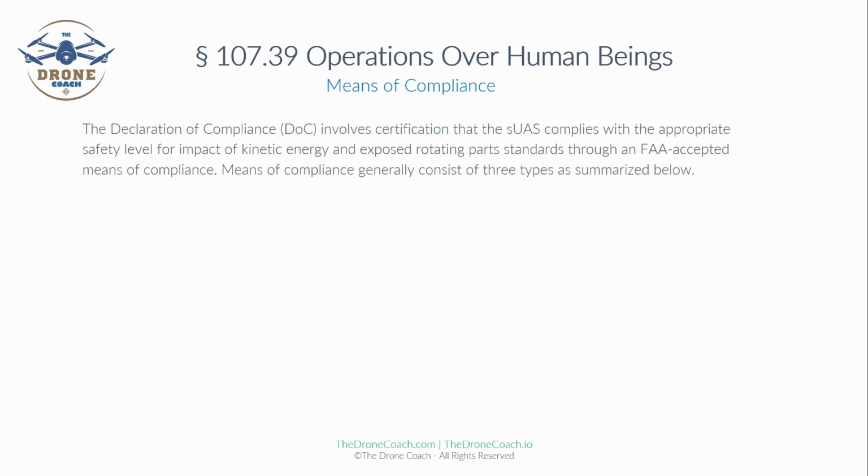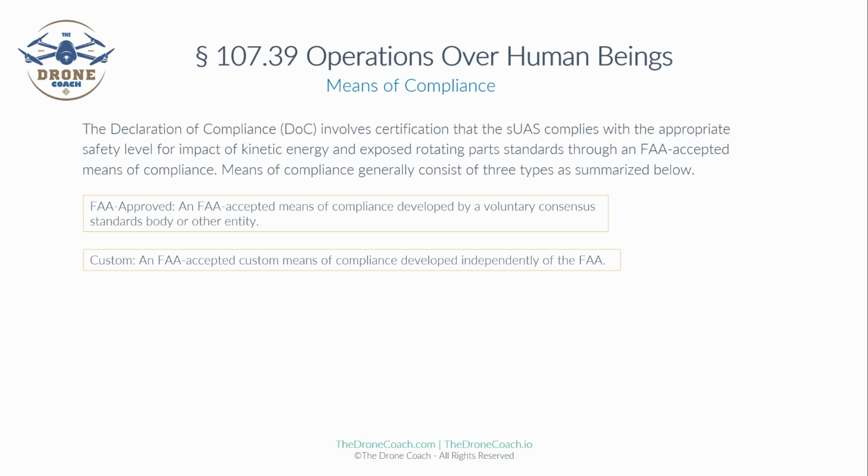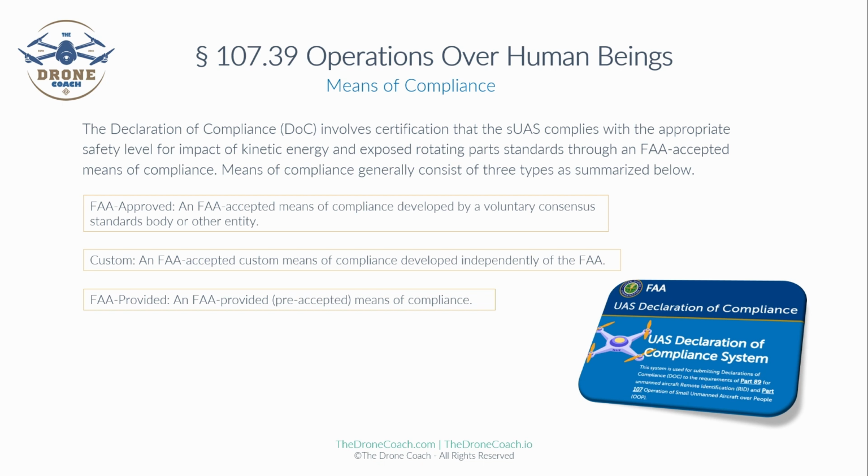Now, the Declaration of Compliance involves certification that the SUAS complies with the appropriate safety level for impact of kinetic energy and exposed rotating parts standards through the FAA accepted means of compliance. Now, the means of compliance generally consists of three types as summarized here. It would be an FAA accepted means of compliance developed by a voluntary consensus standards body or other entity. A custom would be an FAA accepted custom means of compliance developed independently of the FAA. An FAA provided pre-accepted means of compliance.